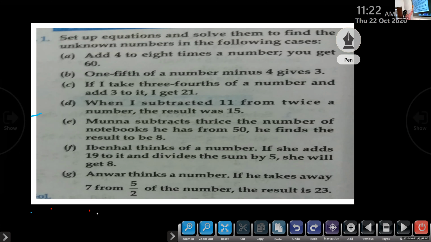Second one, B. One-fifth of a number minus 4 gives 3. So you can write it as 1 by 5 of a number x. Of means into, multiply. So 1 by 5 of x means 1 by 5 into x, minus 4 will give you 3. Find out what is x and tell me.